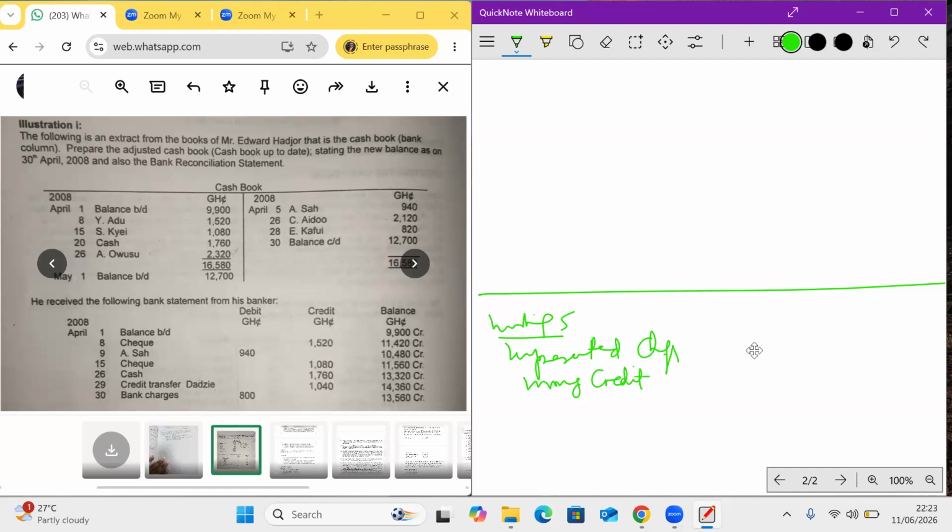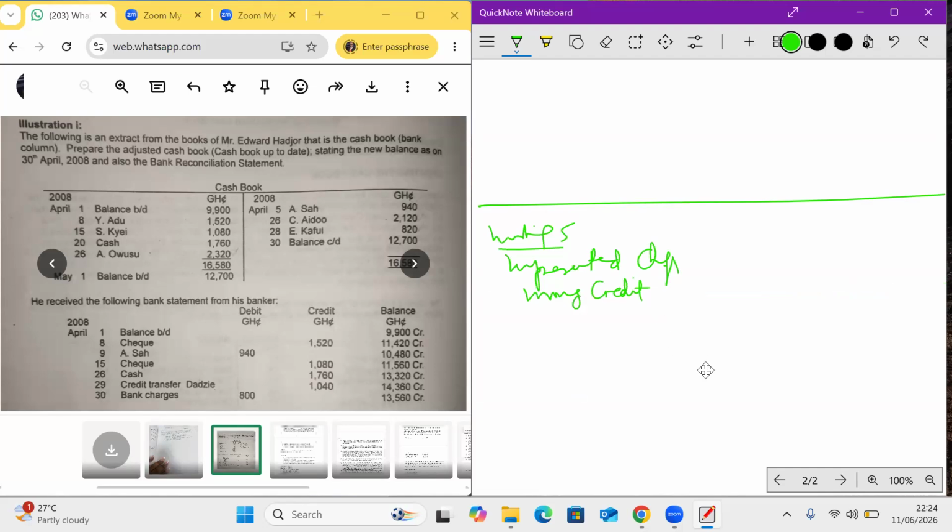Just ask yourself the wrong debits and credits. Which one of them is corrected by debiting? Then you know which one to write. If you say wrong debit, how is it corrected? It's crediting. I want to write all the unpresented checks items there, those debit items in the BRS.